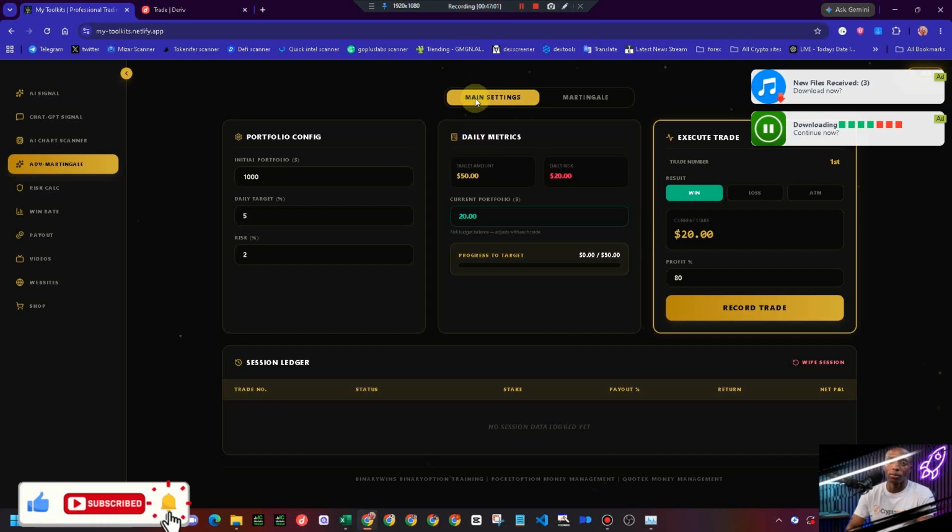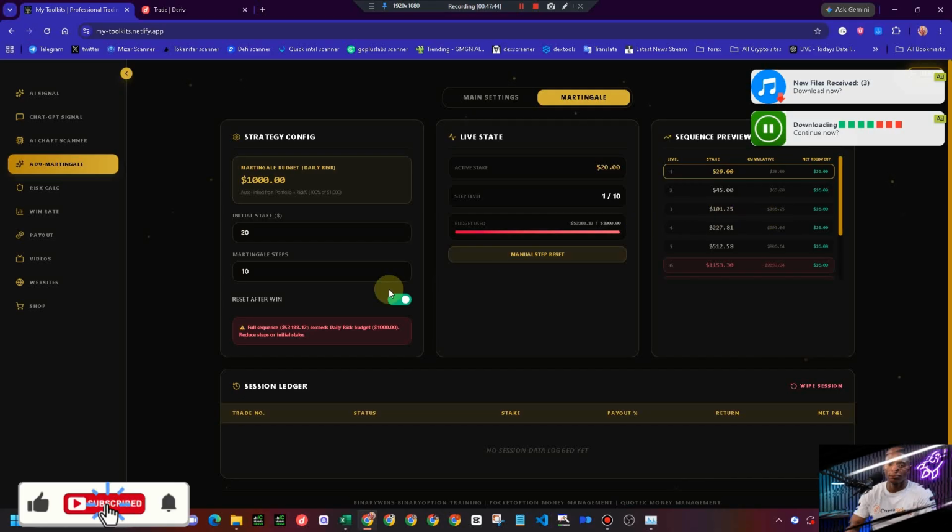You see the main settings where you can set everything. You can put your daily target, and if your daily target is 10%, of this 1,000, which is 100. But if your daily target is $10, so your risk, this is what it will show you here. Let's say your risk will be maybe 50%, or let's say even 100%. So you are risking everything, the whole 1,000.